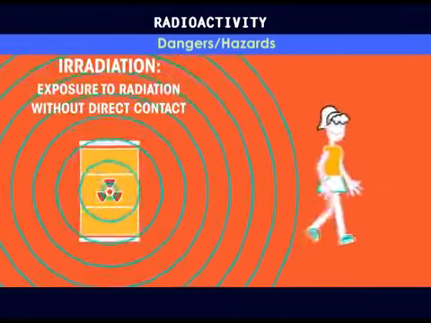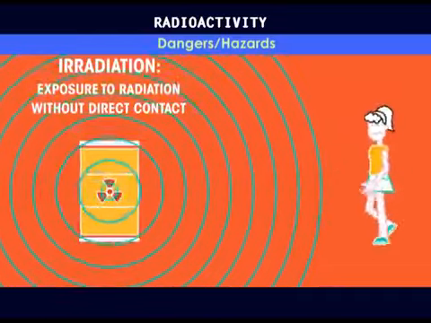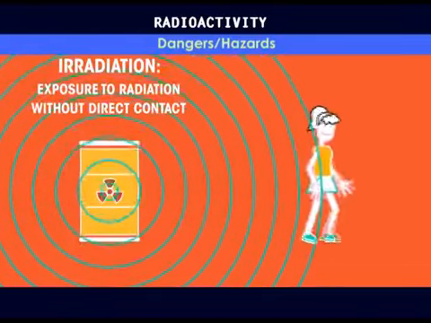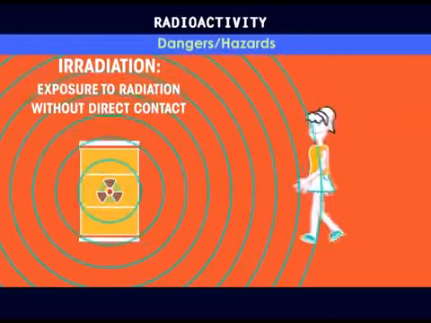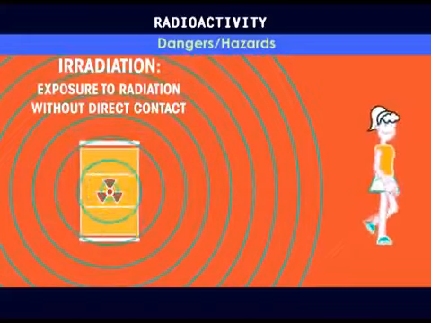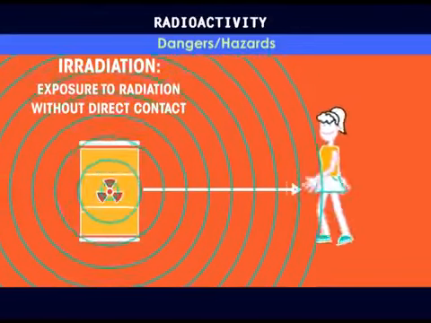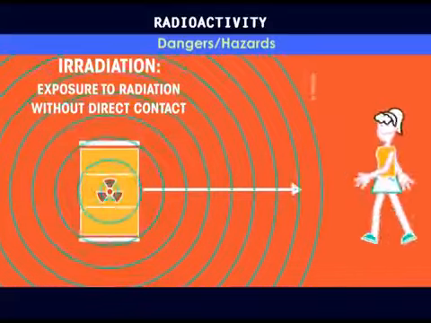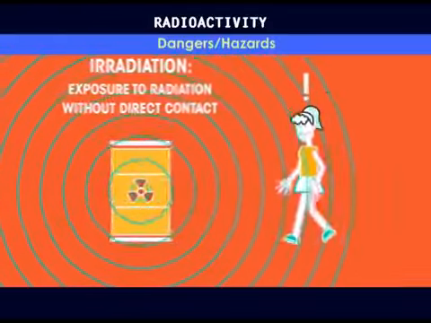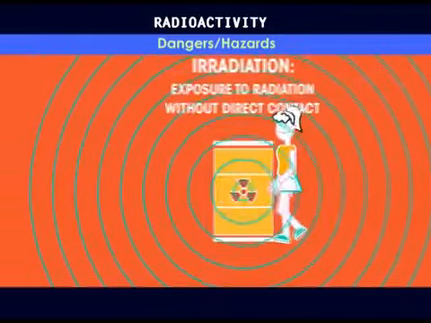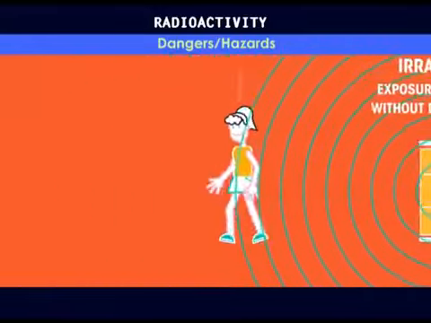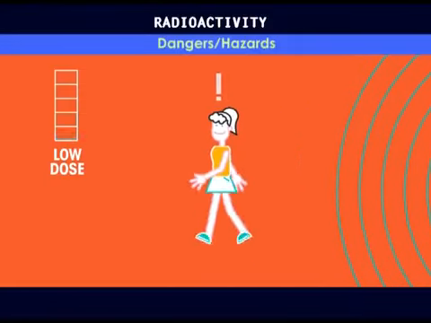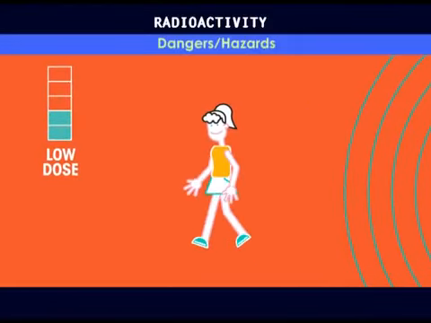Irradiation is when a person or an object is exposed to radiations without coming in direct contact with the radioactive source. The person doesn't make any contact with the radioactive barrel, but since radiation can happen at any distance, the person is still at risk. The damage to the person only happens when the person is in the area of the radioactive waste. Therefore, the person is only exposed to the radiations for a short time and so receives a low dose of radiation.